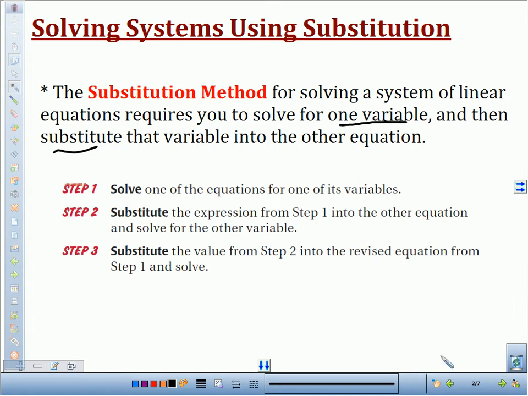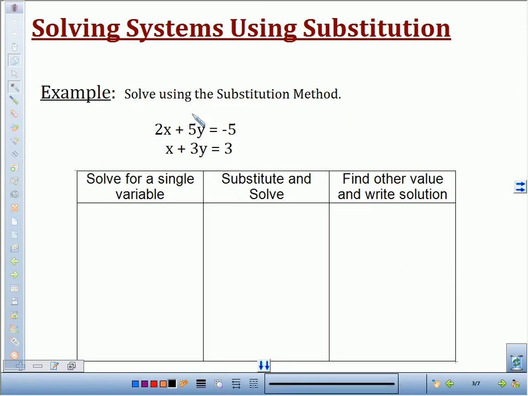Now, it's a lot of information to take in, so let's do some practice problems to see exactly what I mean. We are going to solve this system of equations, 2x plus 5y equals negative 5 and x plus 3y equals 3, using the substitution method. My first step will be to solve for a single variable. As I said, it does not matter which equation I use or which variable I solve for.